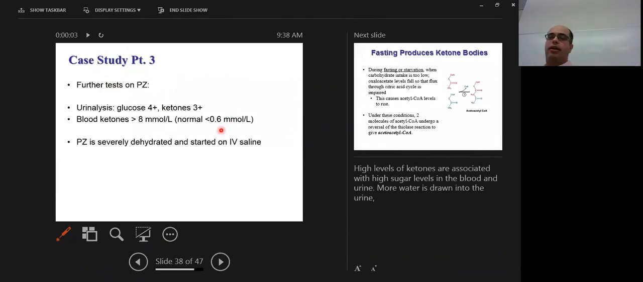Normal range for ketones in blood is about 0.6 millimoles per liter. Hers is way past that at 8 millimoles, greater than that. It's also noted that she is severely dehydrated and that she is going to be starting on IV saline. Now, high levels of ketones and high levels of blood sugar usually do indicate someone is dehydrated because of a disrupted osmotic balance with sugar and ketones in the blood, which typically shouldn't be at those high levels. And so as more water is drawn out into the urine, because of the high levels of glucose and ketones in the urine as well, the patient is going to get more and more dehydrated.